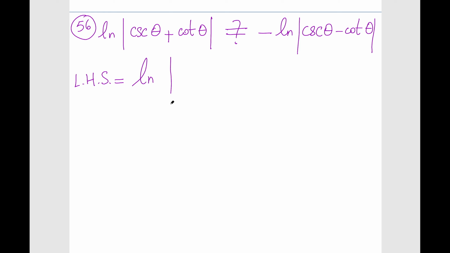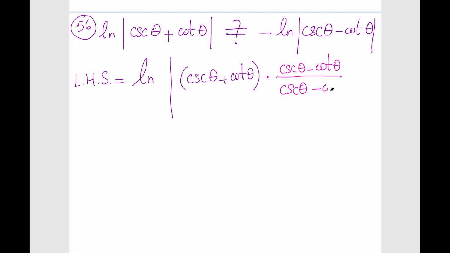So I have ln of the absolute value of cosecant of theta plus cotangent of theta, right? Somehow I want to introduce this cosecant of theta minus cotangent of theta. How about we multiply and divide by the same thing? It's a 1, right? And that thing, I'm going to choose it to be cosecant of theta minus cotangent of theta. So that remains a 1, right? Why? Because the conclusion suggests that this is going to be involved in the game.